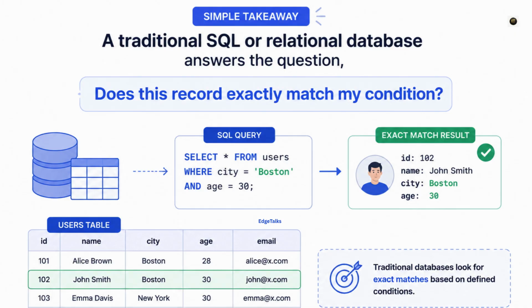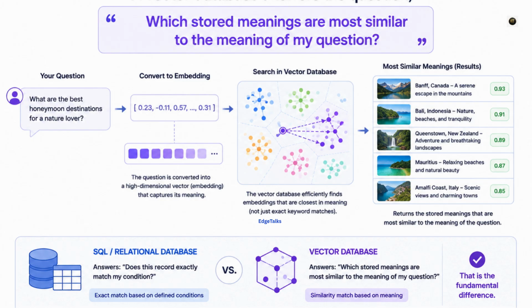So the simple takeaway is, a traditional SQL or relational database answers the question, does this record exactly match my condition? Whereas a vector database answers the question, which stored meanings are most similar to the meaning of my question? That's the fundamental difference. And that is why modern RAG systems use vector databases instead of relying solely on traditional SQL or relational databases. Now, an even more interesting question naturally arises. Let's understand that next.